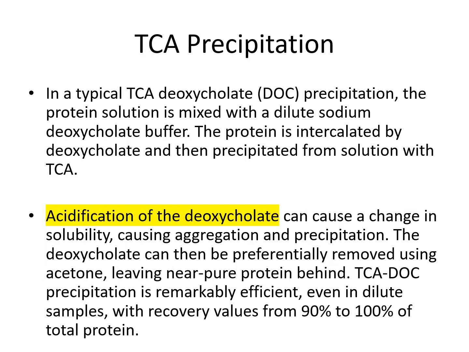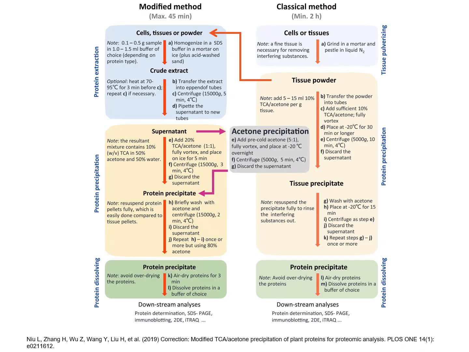And the TCA precipitation. The TCA is specific to deoxycholate and certain other detergents in the solution. So that means if you use the deoxycholate detergent, you use the TCA precipitation. And this is just to show the workflow for the TCA acetone precipitation.